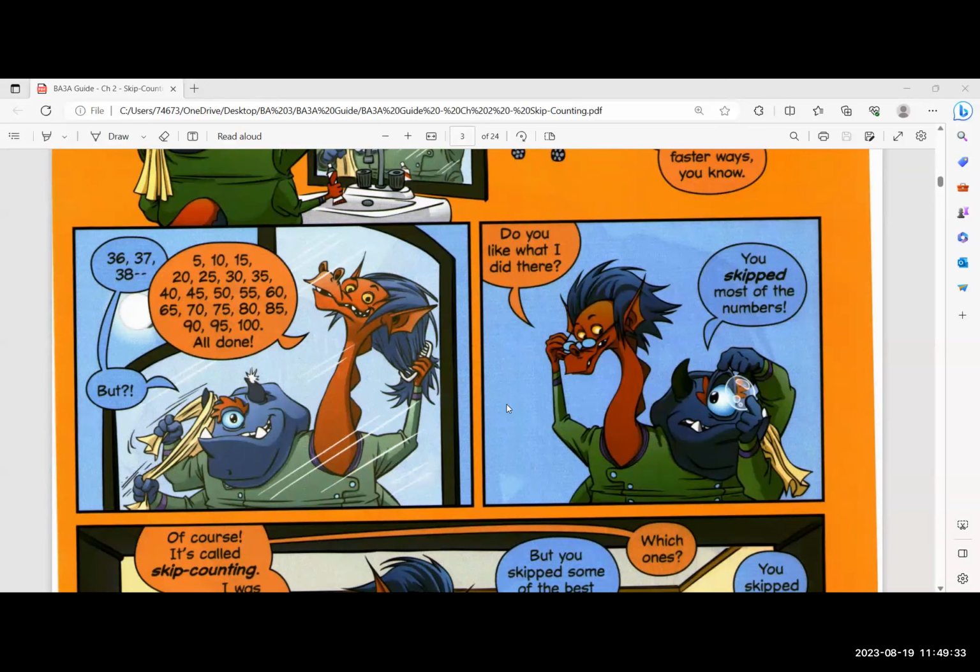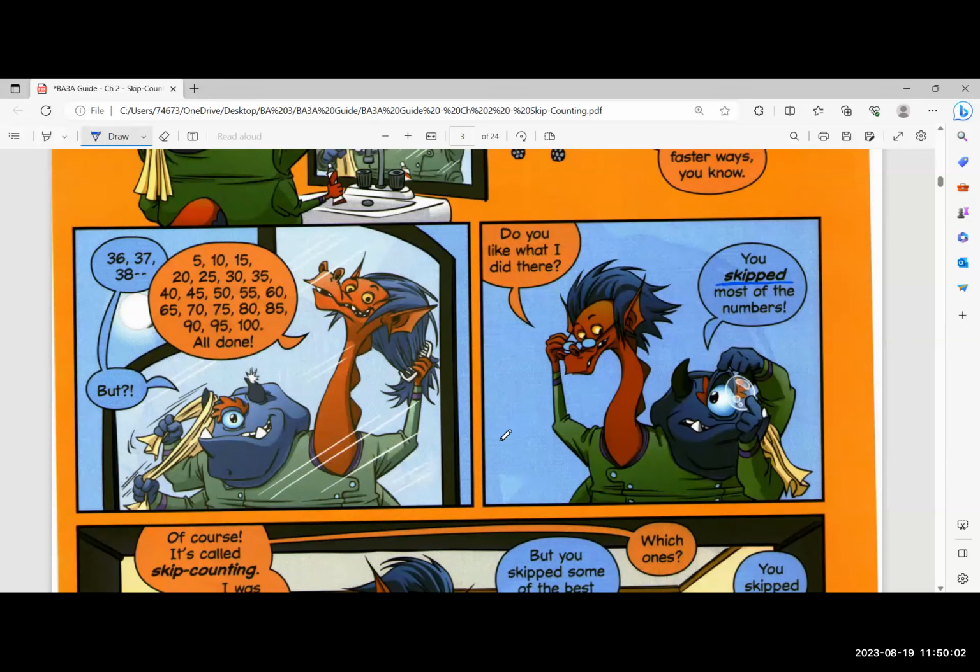So this dragon thing was counting by fives. So 5, 10, 15, 20, 25, 30, 35. That's five each time, and we counted to 100. But did you like what I did there? You skipped most of the numbers, and that's a very important point. You skipped most of the numbers.